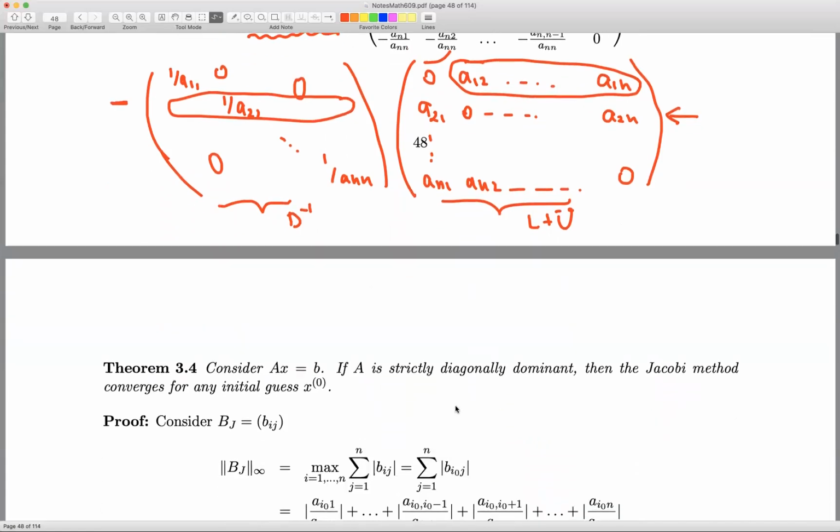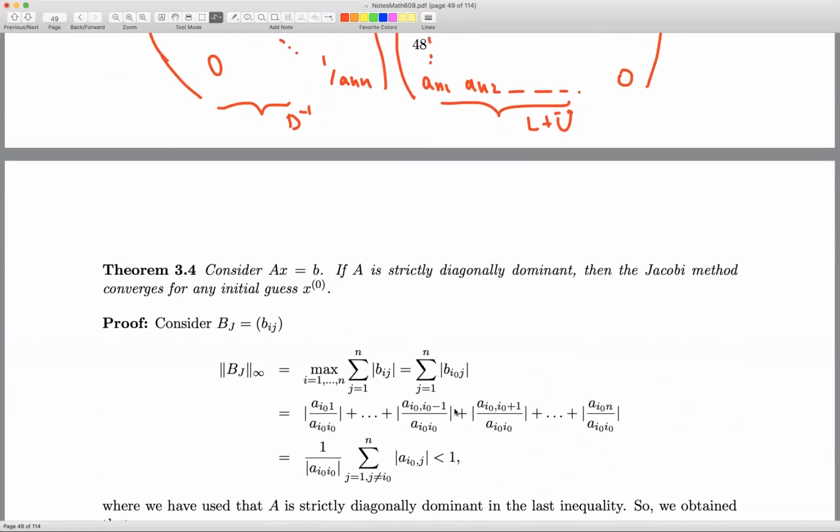And the theorem is the following. If you have the system AX equals B, and if you know that your matrix A is a strictly diagonally dominant matrix, then the Jacobi method converges for any initial guess X0. So let me recall what a strictly diagonally dominant matrix is.